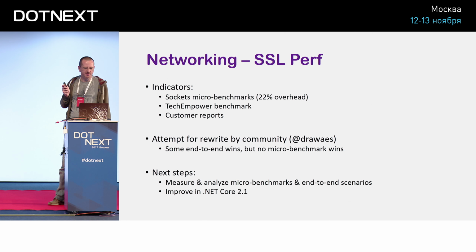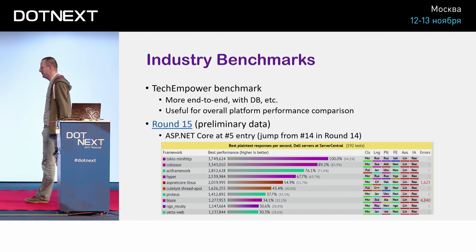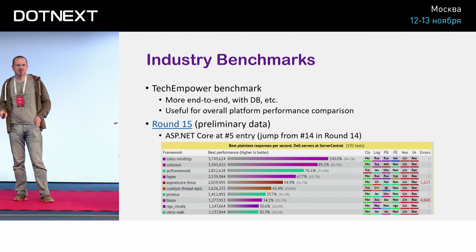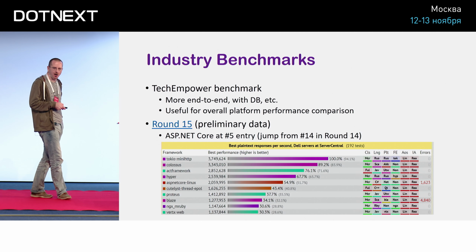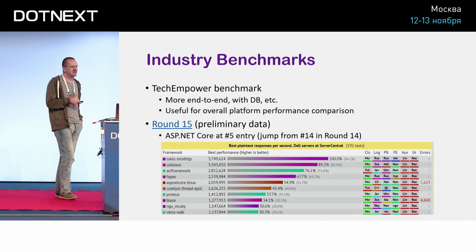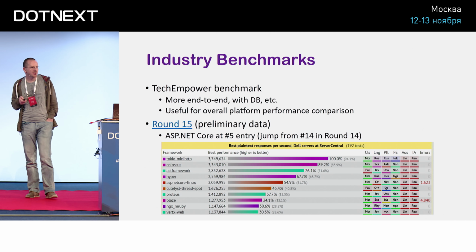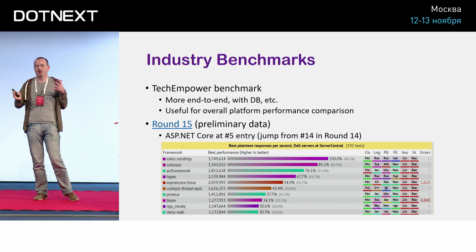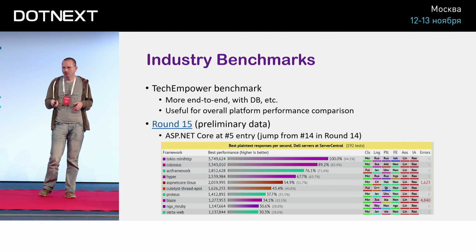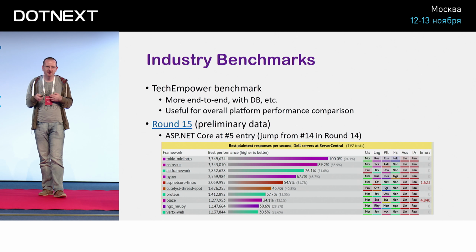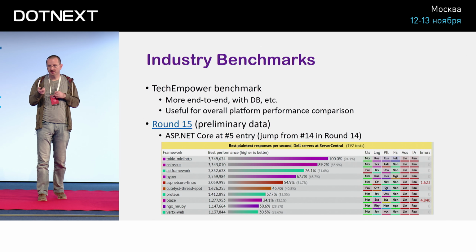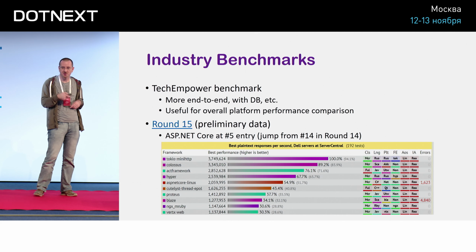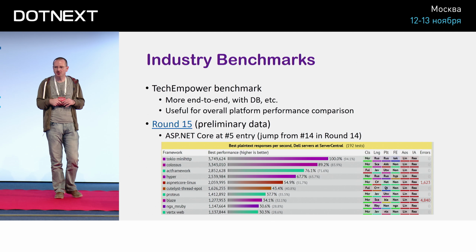All right. So we're done with micro benchmarks, and let's look at some industry benchmarks, or larger benchmarks. As I mentioned, TechEmpower is the one that we have lately been working on. It's very end-to-end, as I said. It has databases inside and other things, and it's useful for people to assess overall platform performance and do comparisons. I've just seen recently that in the preliminary round 15 data, ASP.NET Core on Kestrel shows at number 5, which is pretty good, a jump from number 14 in the previous round. Again, still preliminary, but it looks pretty good.